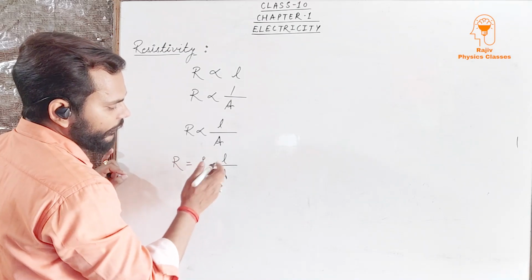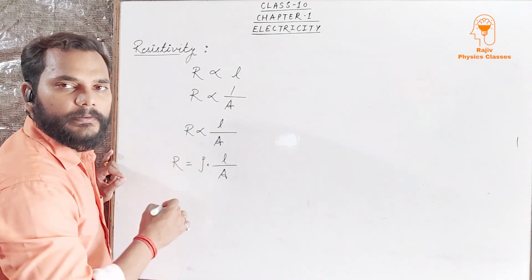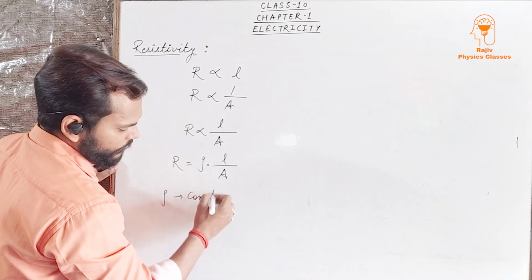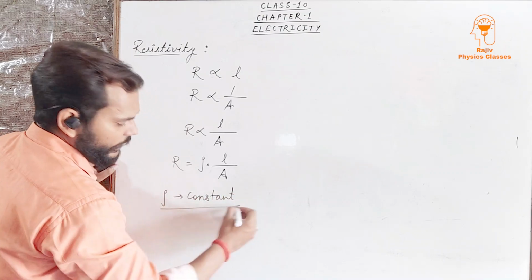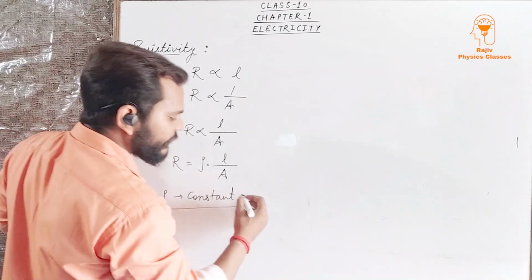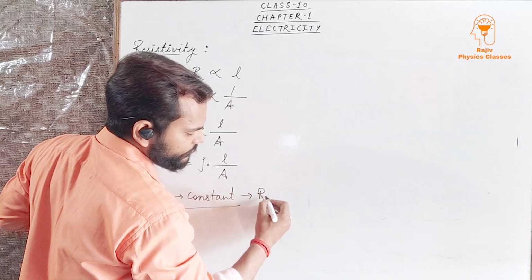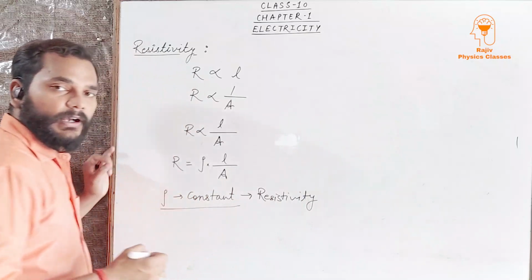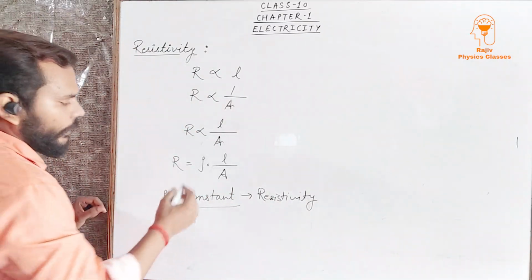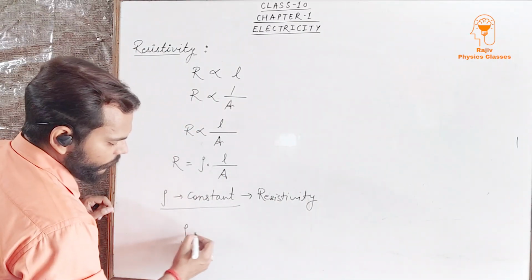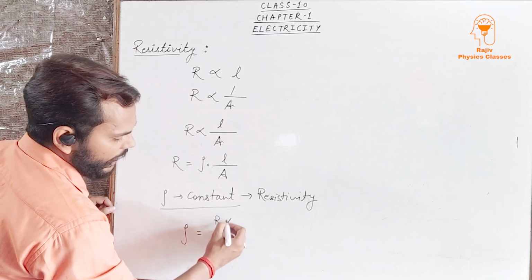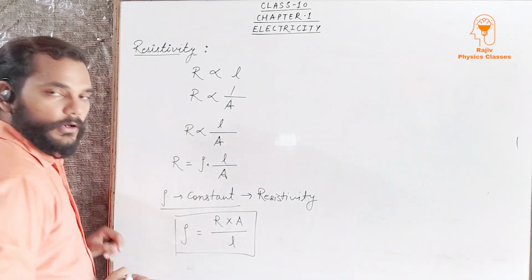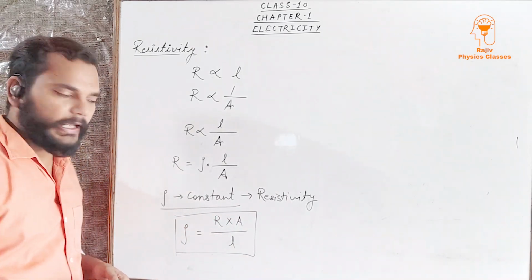Here what is the constant? This rho is a constant, and this constant is known as the resistivity of a substance. If I calculate the formula for this rho, it becomes rho is equal to R into A upon L. Rho is equal to R into A upon L.